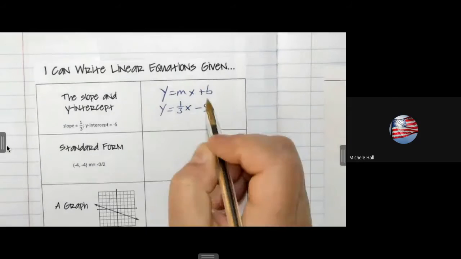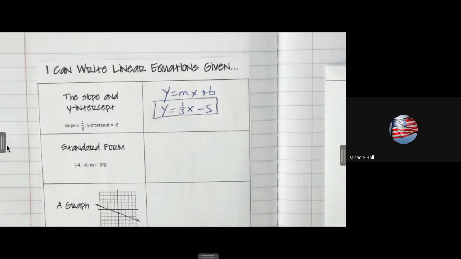I have the slope, I have the y-intercept, so y equals the slope, x, don't forget your x, 1/3 x minus 5. All right, how about writing an equation in standard form? So they want standard form, they're telling you that. Given a point and a slope.